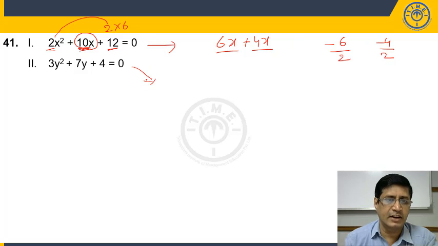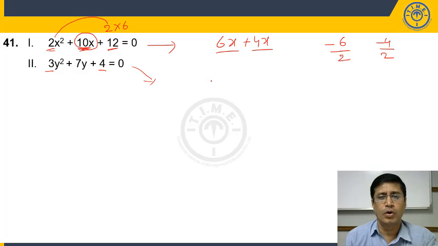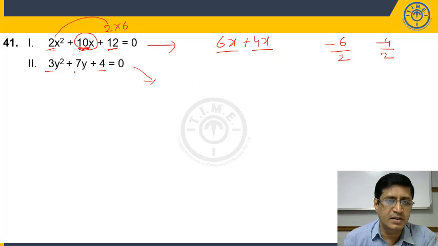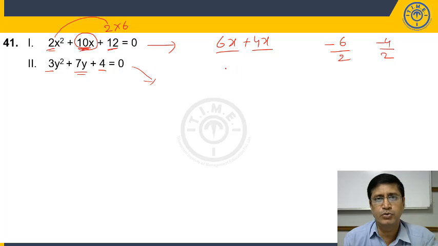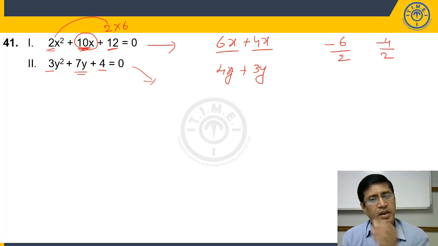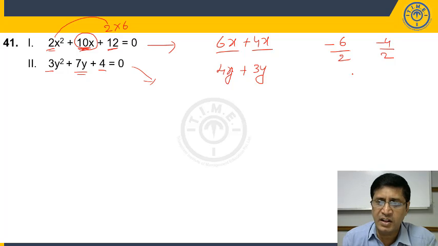Now look at the second one. 3 and 4. The product of these two is 12. The middle term is 7, so how do we get 7 using the two factors? It is 4y and 3y. The sum of these two is 7y. Now what are the roots? Minus 4 and minus 3 by the coefficient of y square, that is 3.